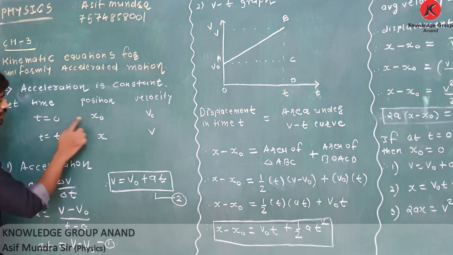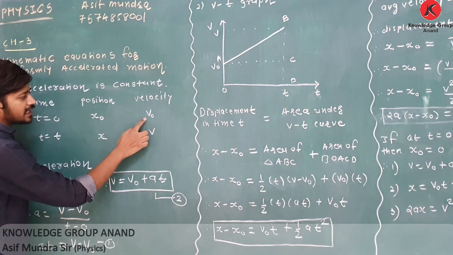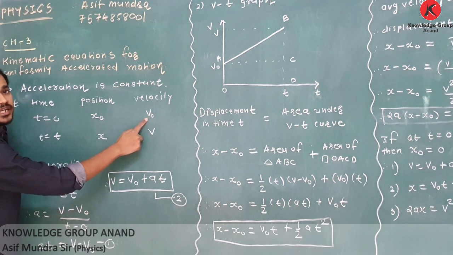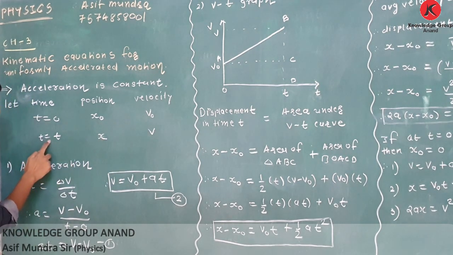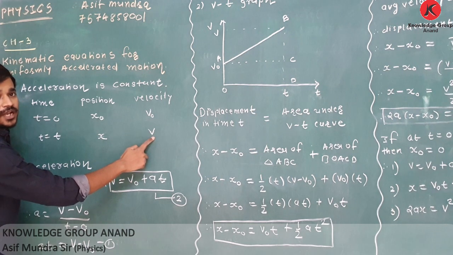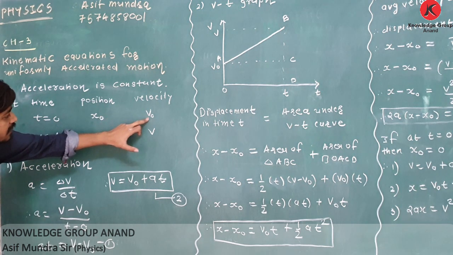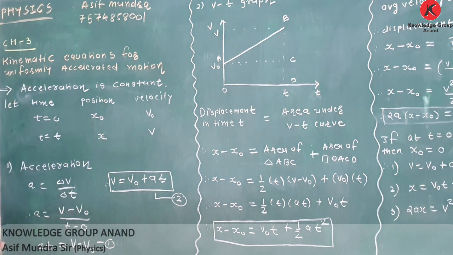Again, position at time t equal to 0 is x0, called the initial position. Velocity is v0, called the initial velocity. At time t equal to t, position is x, called the final position, and velocity is v, the final velocity. So whatever is given at time t equal to 0 is initial, and for the other time we can say final. So: initial position, initial velocity, final position, final velocity.